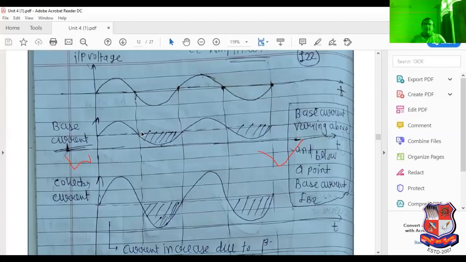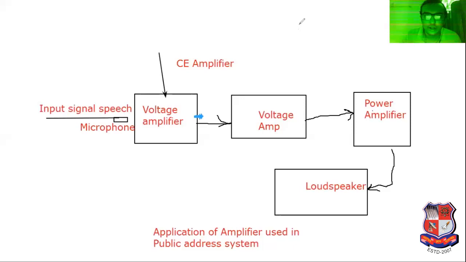So now lecture number 1 is completed here. In this lecture, we are able to understand the concept of amplifier. Which topics we have discussed, I have mentioned here.